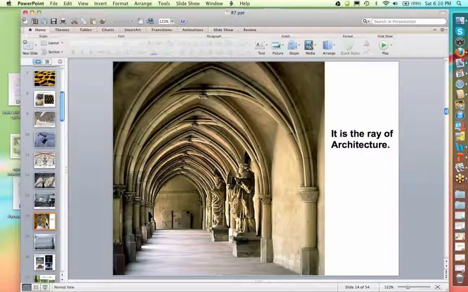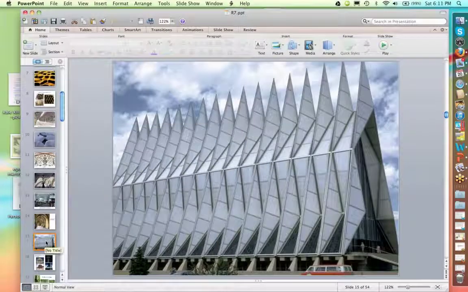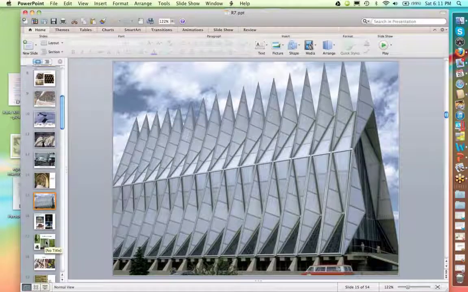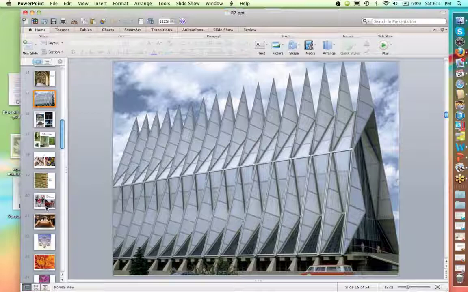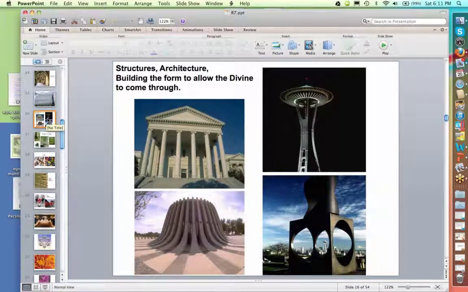It systematizes, it creates systems as opposed to working with systems. The fifth ray worked with systems, the seventh ray creates the system. It's the ray of architecture. And of course, creating the form that will allow the divine to come through. So the more the form can allow the beauty of divinity to shine through, it is more in line with that which is divine.